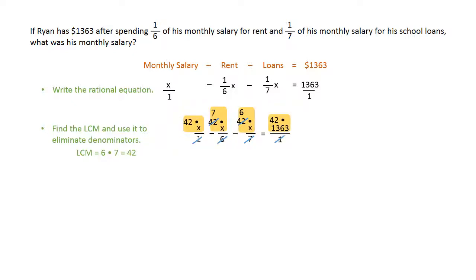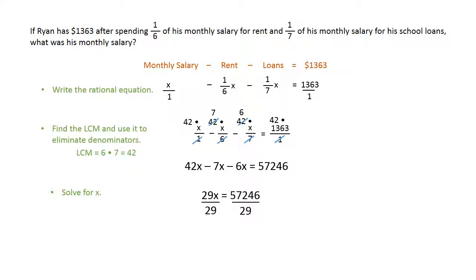Now we're going to multiply what we have left and write an equation out of that. Much simpler equation. It's going to be 42x minus 7x minus 6x equals 57,246. Combine your like terms. We're going to solve for x, so we're going to combine your like terms on the left hand side and get 29x equals 57,246, and divide by 29 on both sides. Your final answer will be $1,974, and that makes sense as the original monthly salary.